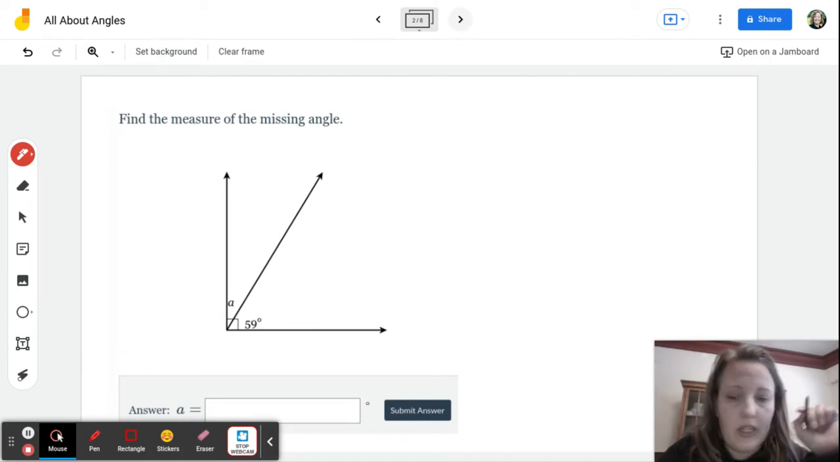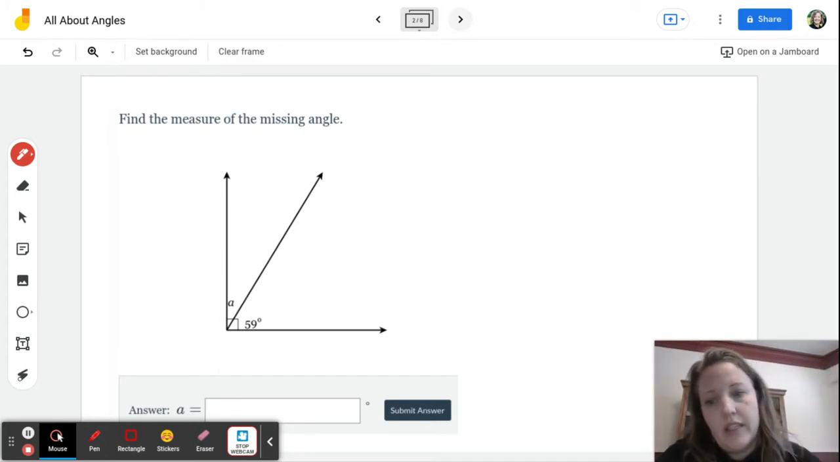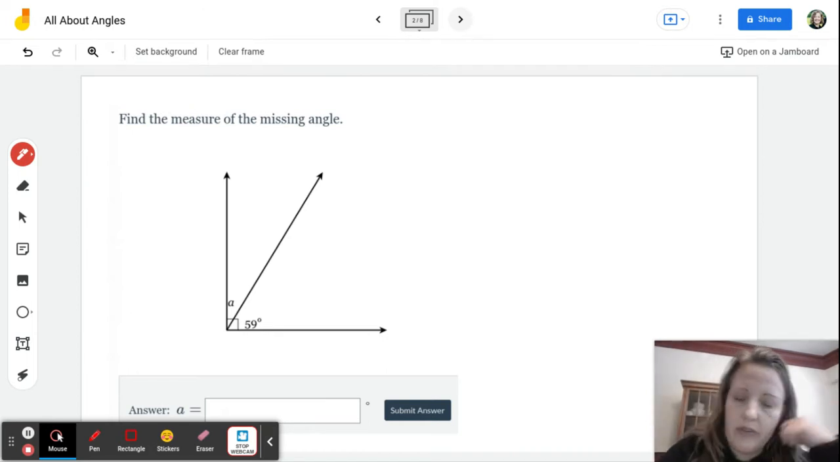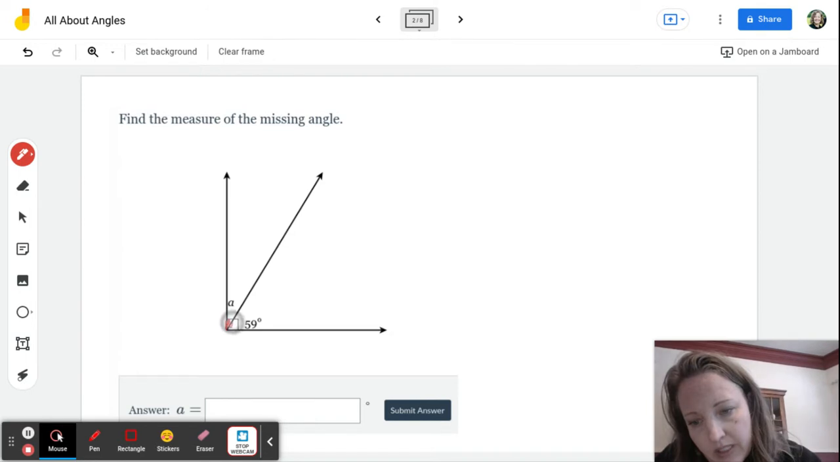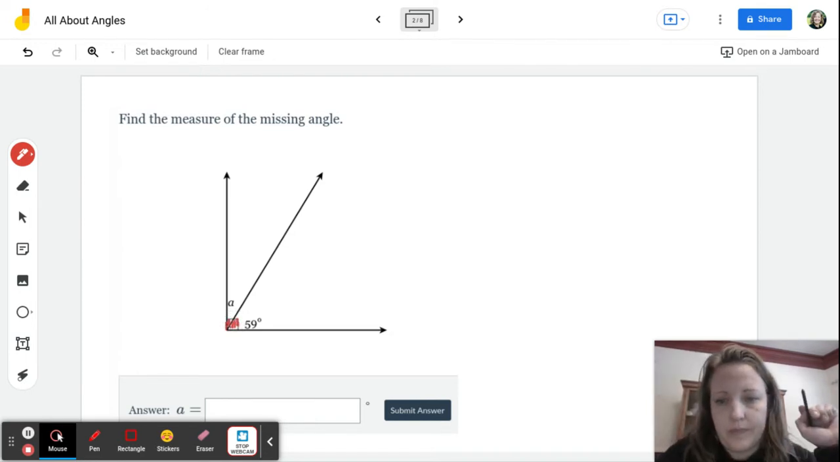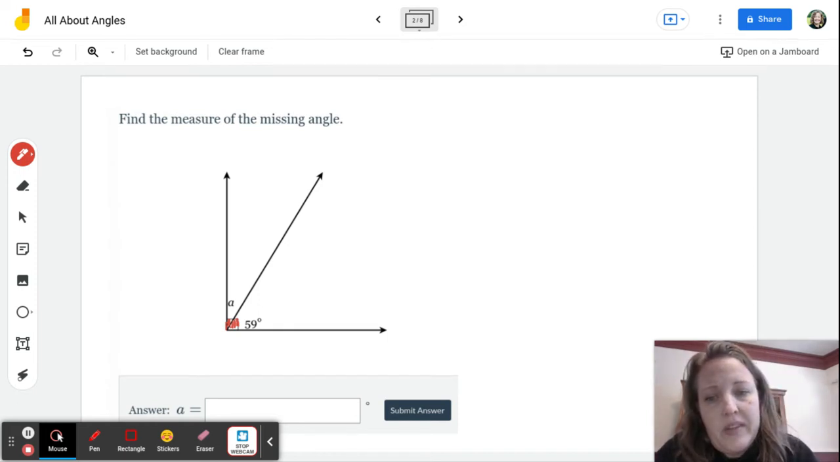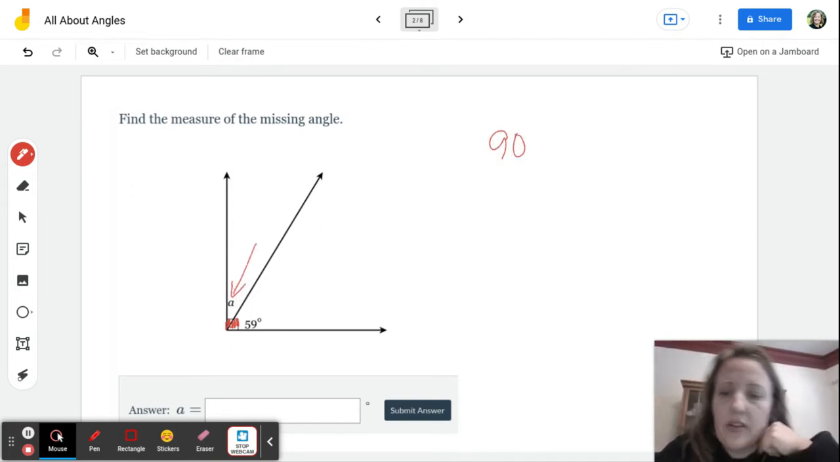So this comes directly from Delta Math. And so we're going to start. This is kind of like level 1. These two angles, A and then the one that's marked 59 degrees, create a right angle. And you know that because of this little box, right? And right angles are complementary. They add up to be 90 degrees. So we know that we're working with 90 degrees. And we have this missing part right here, which is angle A.